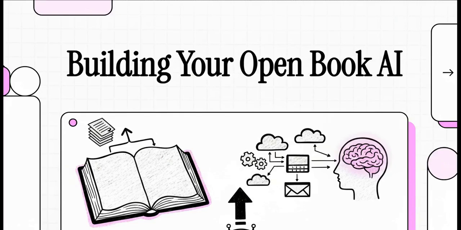Hey everyone, and welcome. Today, we're going to solve a really common and kind of frustrating problem. How do you get an AI to know about your stuff? You know, your reports, your documents, your notes. Let's dive right in and figure this out.